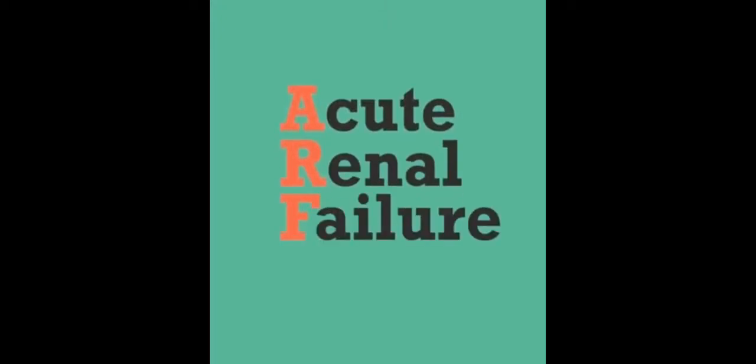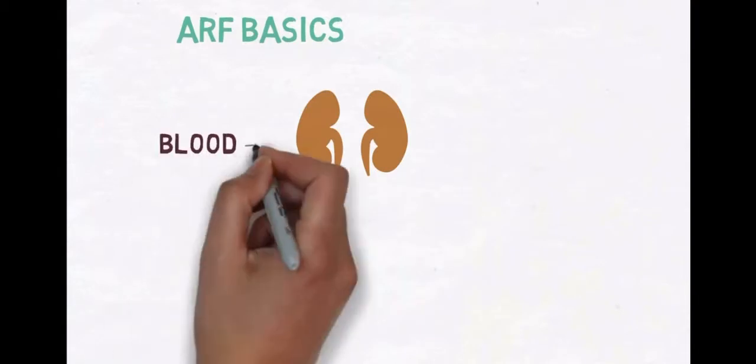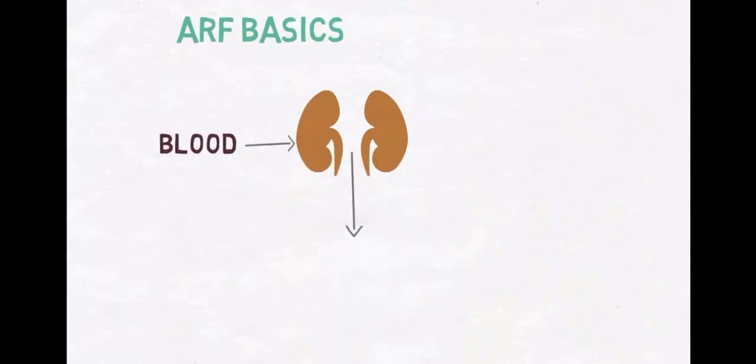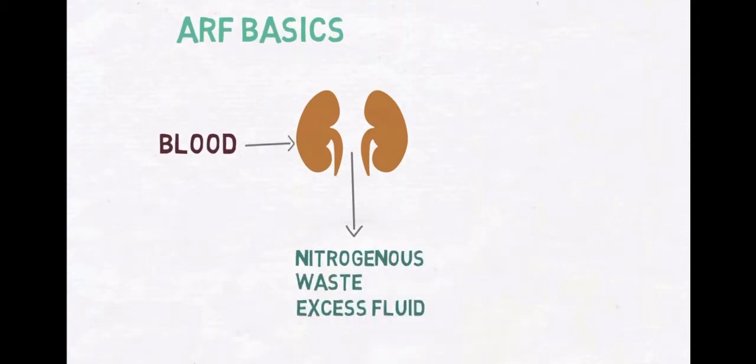Acute renal failure. So let's first get the basics of acute renal failure. Here are your kidneys, and one of the main functions of the kidney is to filter the blood and remove the nitrogenous waste, excess fluid and excess electrolytes from the blood.